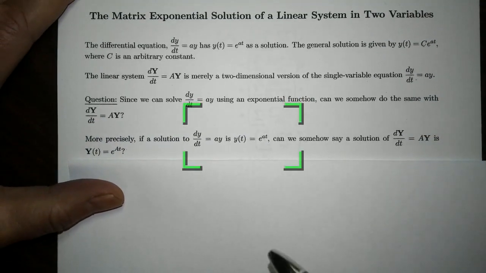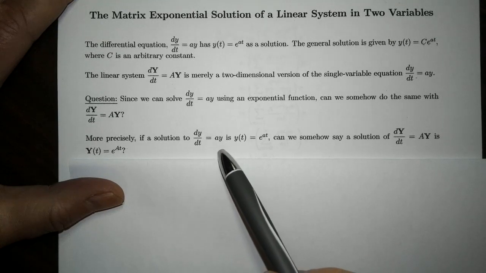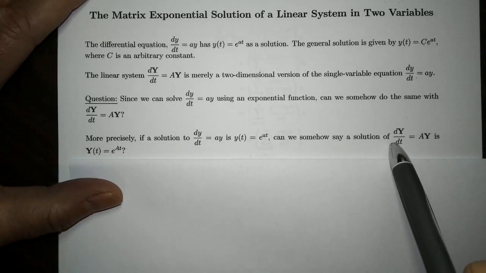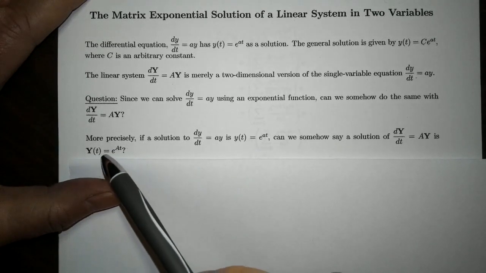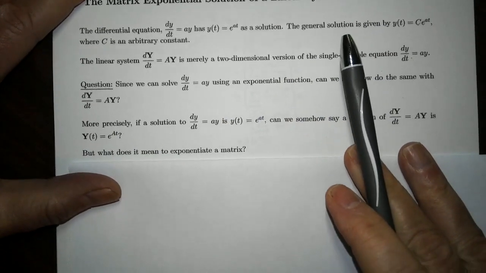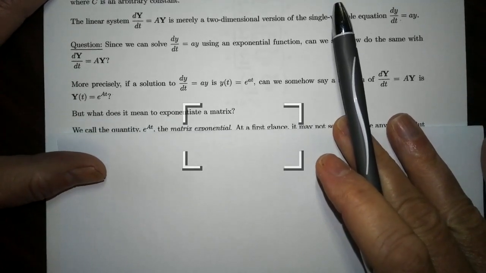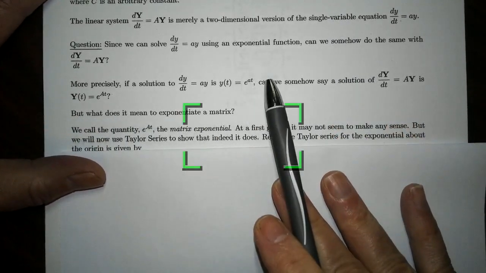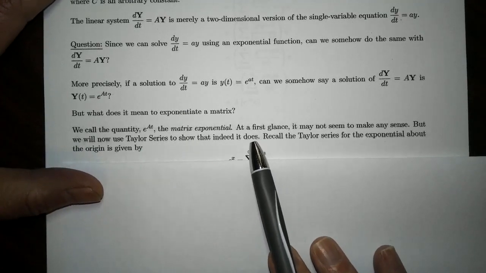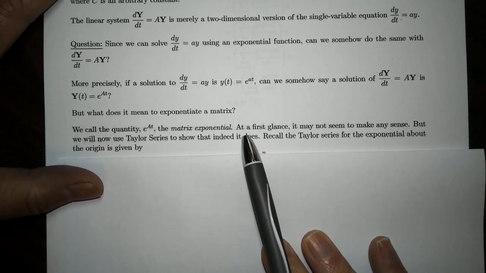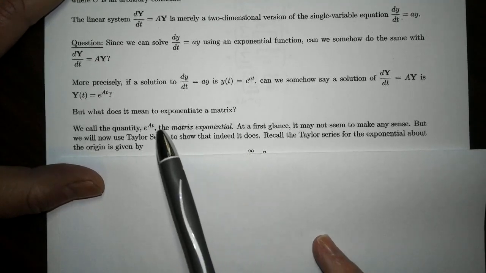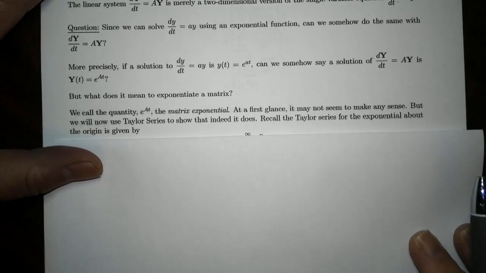So that's a question we're going to look at in the next few minutes. More precisely, if a solution to the single variable equation is y equals e to the at, can we somehow say that the solution to the system is y equals e to the At? But A is a matrix, so what does it mean to exponentiate a matrix? We define the quantity e to the At as the matrix exponential. At a first glance, it may not seem to make sense, but we're going to use Taylor series to show that indeed it does, and this can be thought of as the solution to the system.